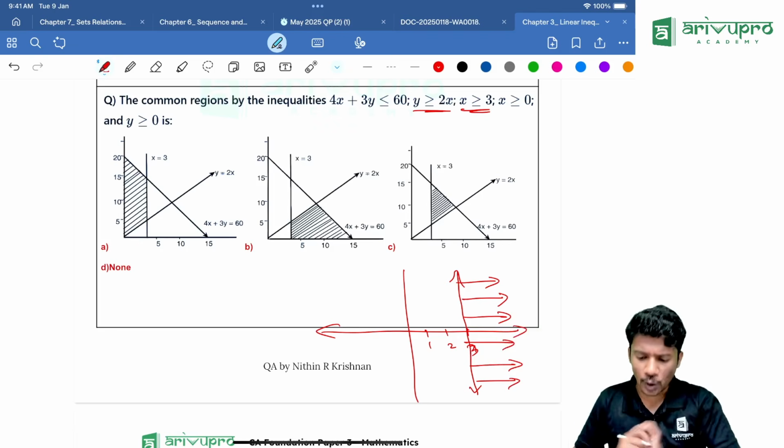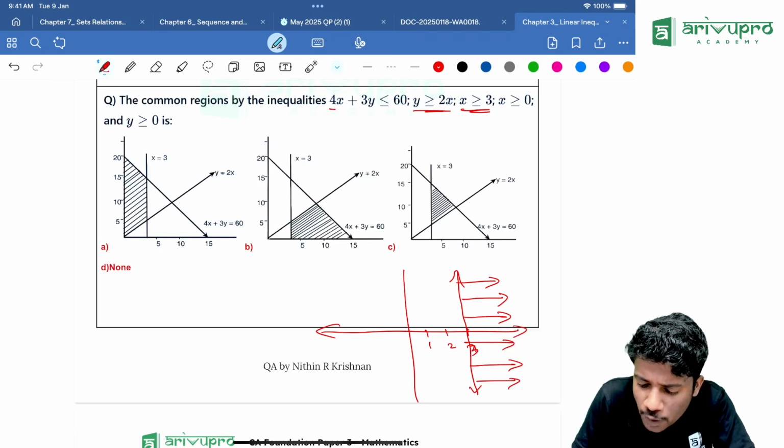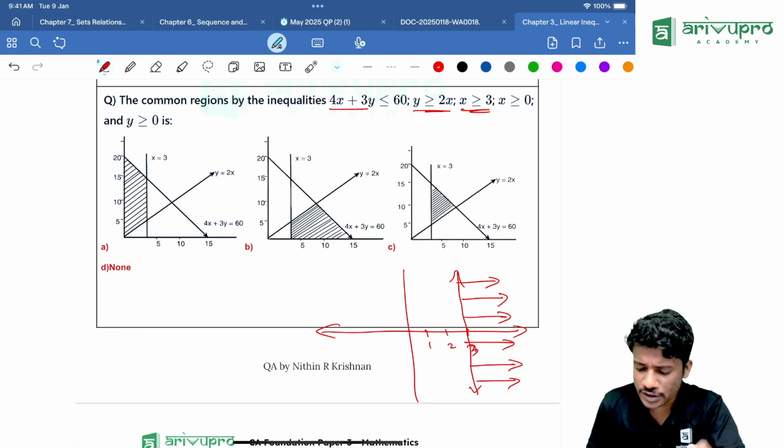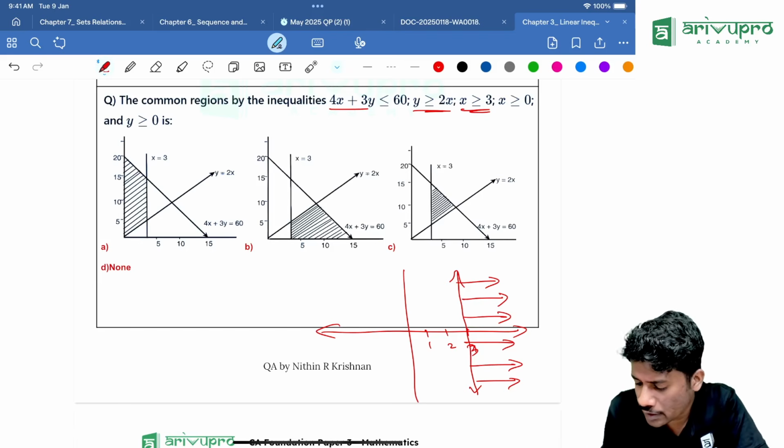Now, next one. 4x plus 3y less than or equal to 30. Signs are same, so what is the graph? This line. So can I draw that graph like this?